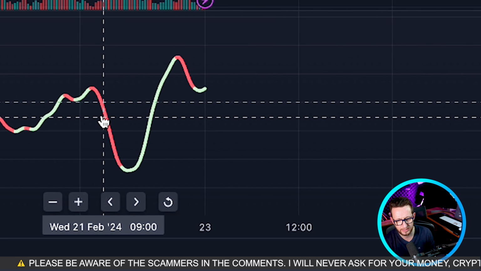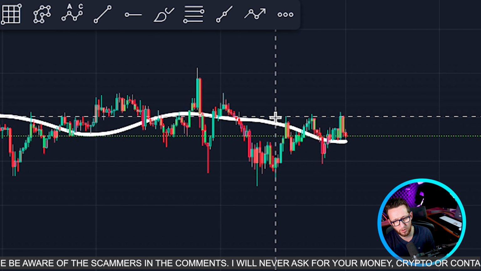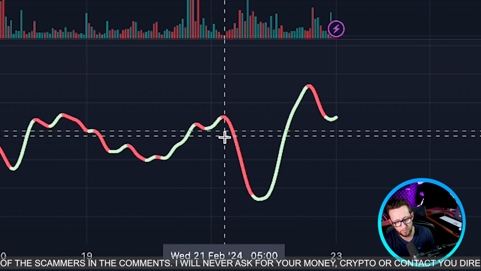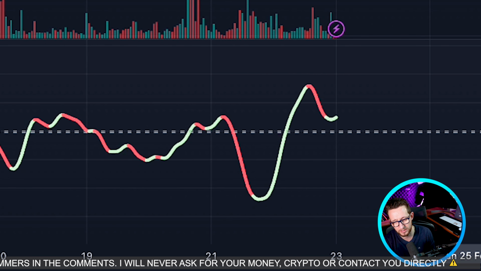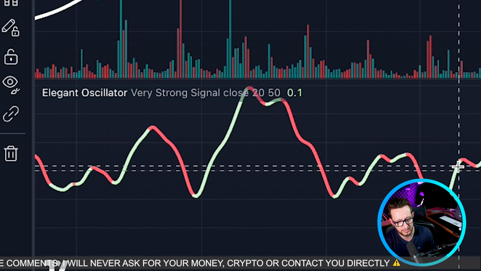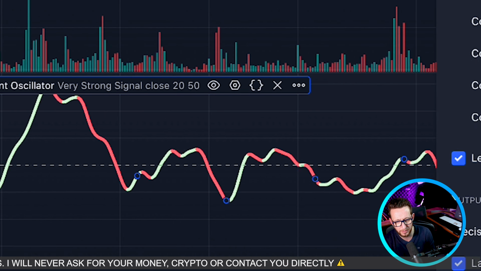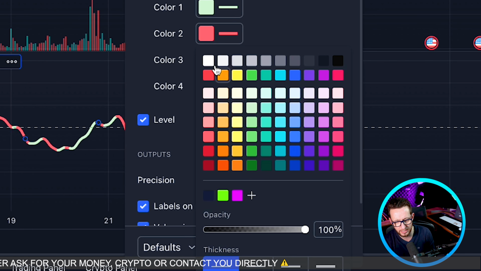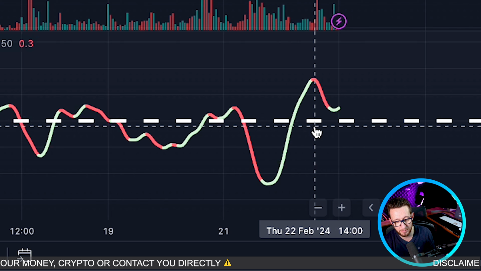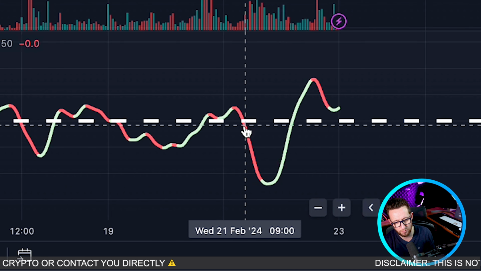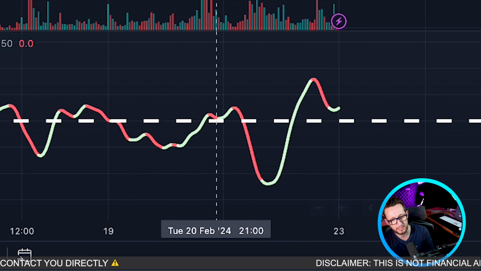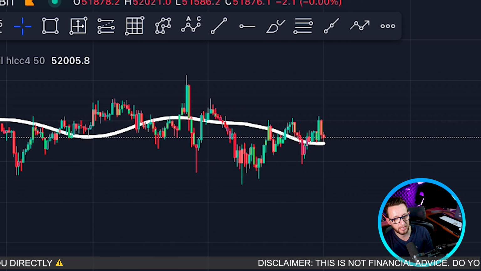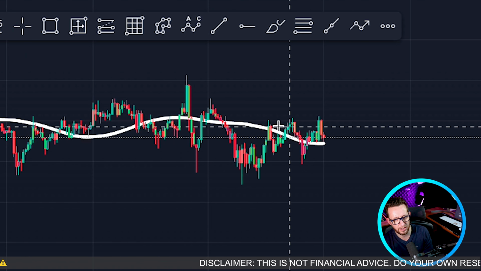So look at price data. Looking for price to be below our white band, we're looking for a red and us to be below the 0 line. I'm not sure that we can actually see the 0 line very well on YouTube. Can we make it a bit thicker? Yes, we can. Okay, so we need to be below that 0 line and we need to be red for us to be able to actually take a short. So this here would have been a nice little scalp as well. Boom.